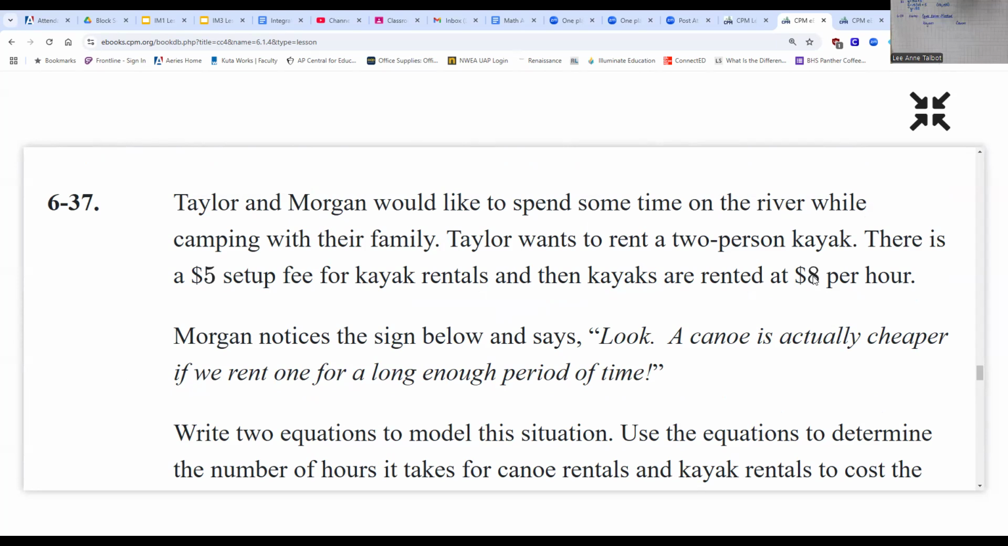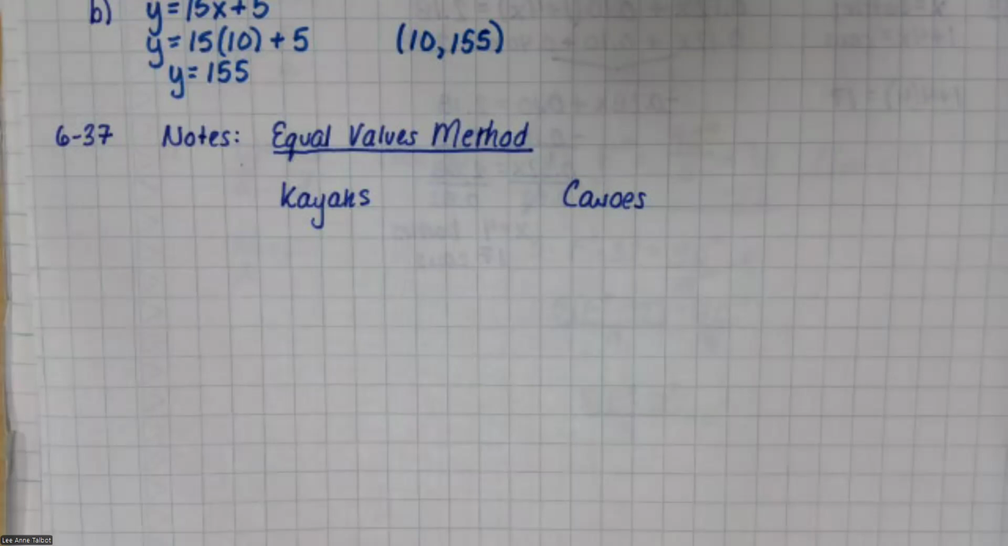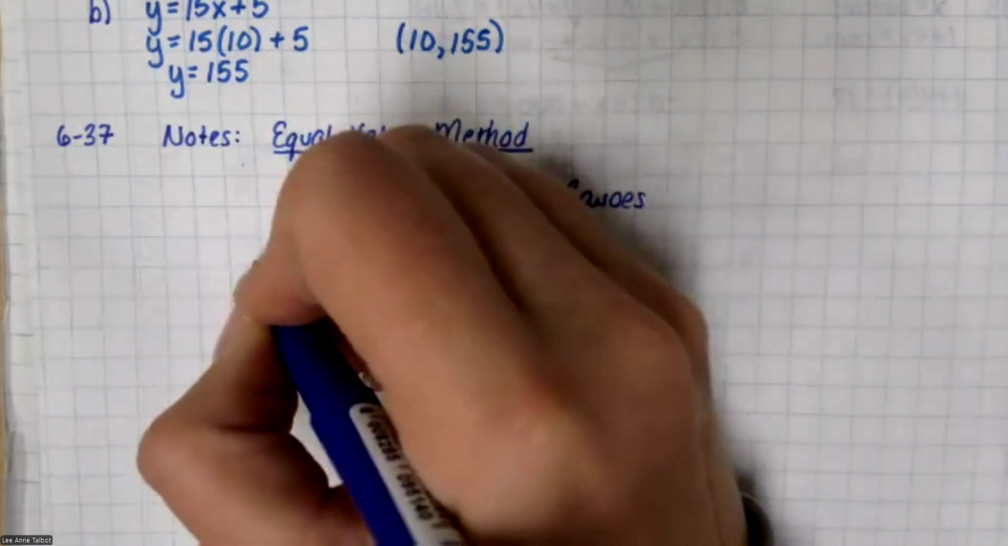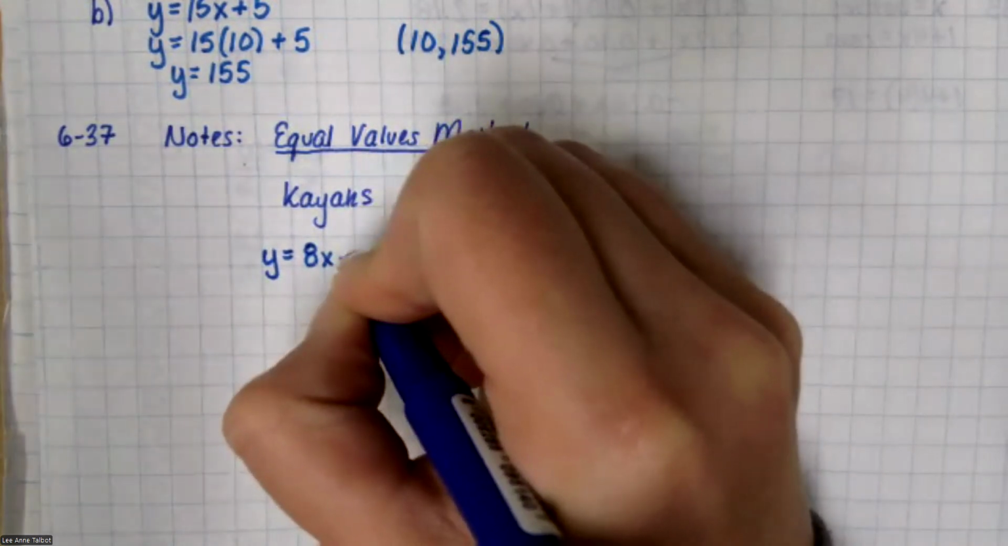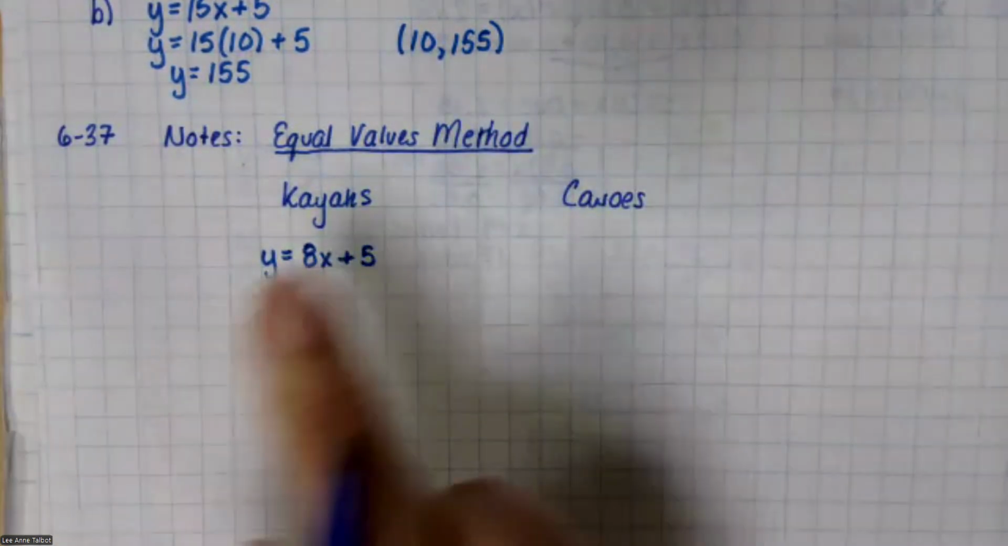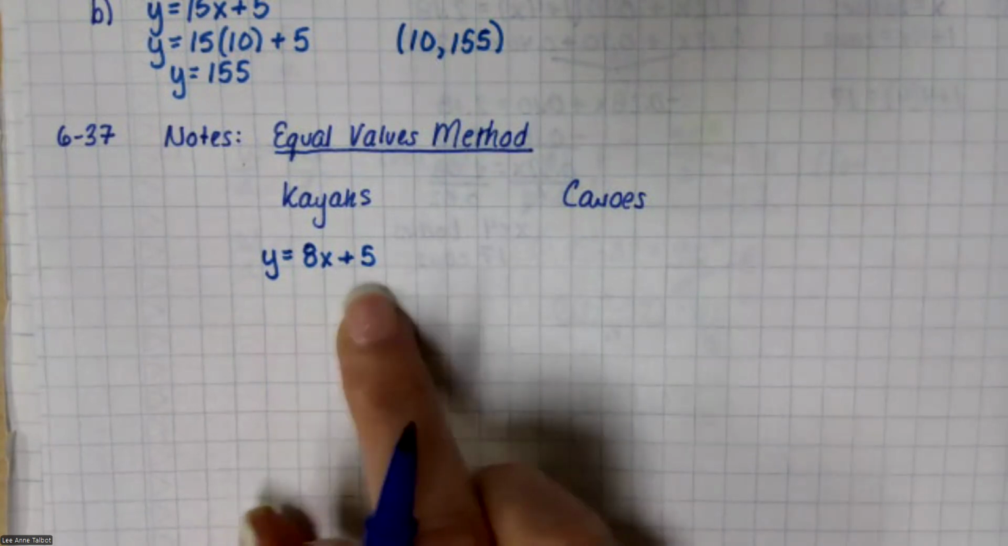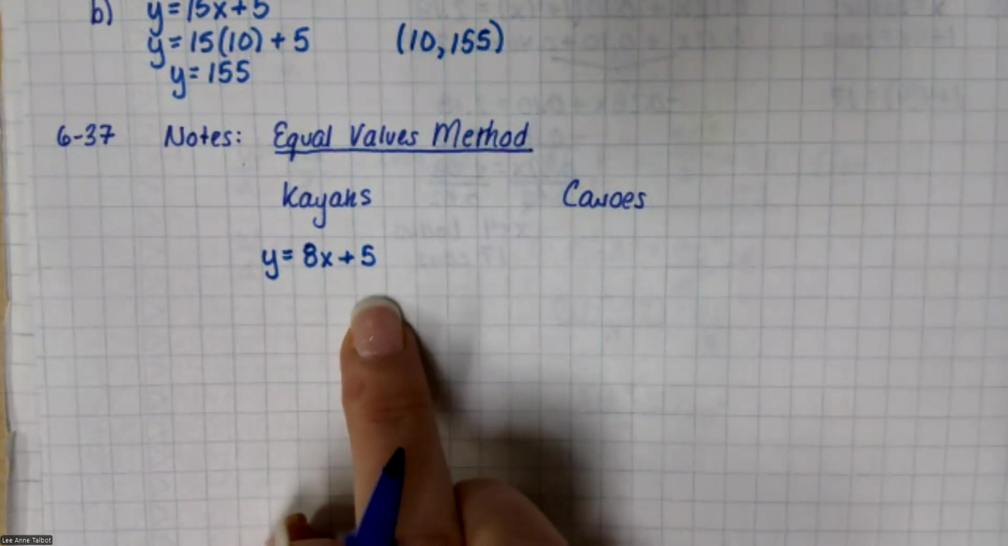Okay, which one of those is the slope, the 5 or the 8? 8. You can tell because it's a rate per hour. Okay, and then the $5 setup fee is just one time. It doesn't happen every time. So Y equals 8x plus 5. $8 per hour, $5 setup fee.